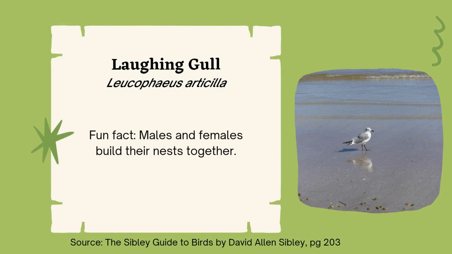Here we have a laughing gull or Leucophaeus atricilla, and they have light gray wings with a black tail and white spots, a white chest and underside with black legs, and just generally fun and unnerving energy. But the males and females will build their nests together.